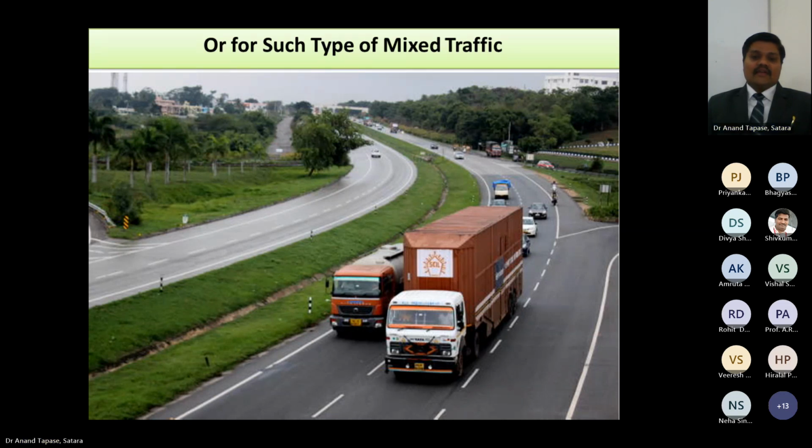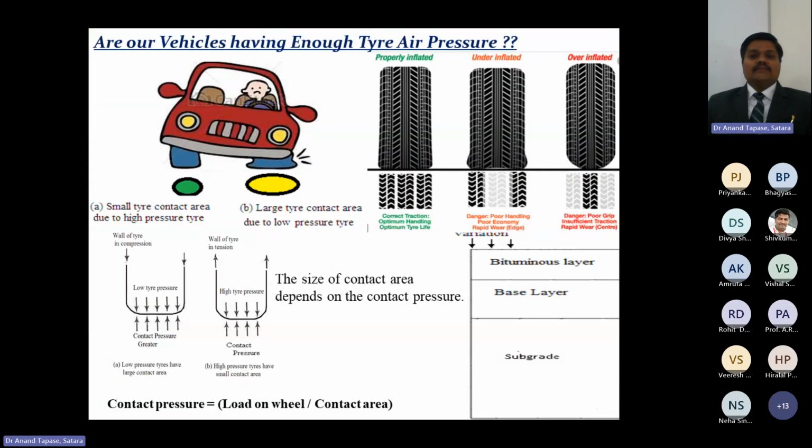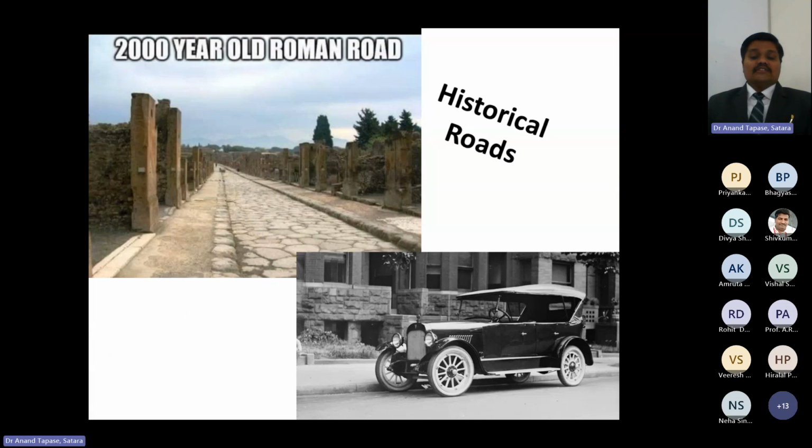Moving forward, do we have enough tire pressure in the tires of our vehicles? This is one of the questions. Of course, it affects the design paradigm while designing a pavement. How will it be? It will be hazardous in the case of designing. We'll discuss that later on. This is what I was speaking about: there are historical roads of which we are getting an example.